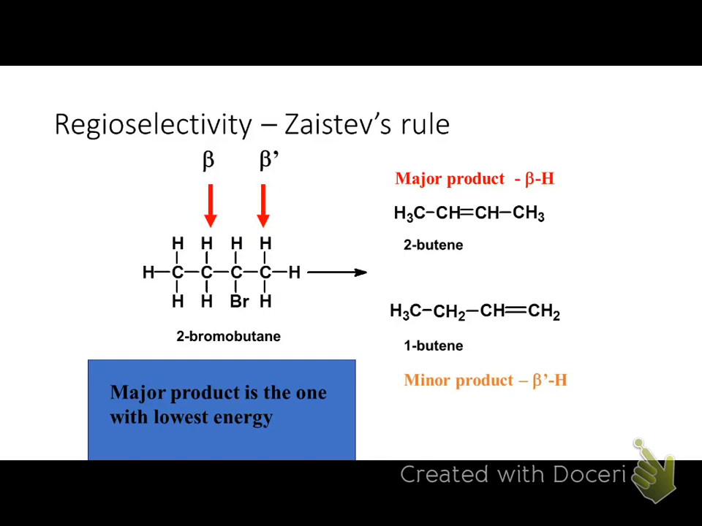If you have two betas, you just look at that versus that, and you decide whether or not the double bond is going to be more or less substituted, right? The major product, they say, is the one with the lowest energy, but the major product, like I said in Zaitsev's rule, is the double bond that would end up with the most carbons on it. And like I said, also for the 2-butene, it could be cis or trans, and most of it will be trans.